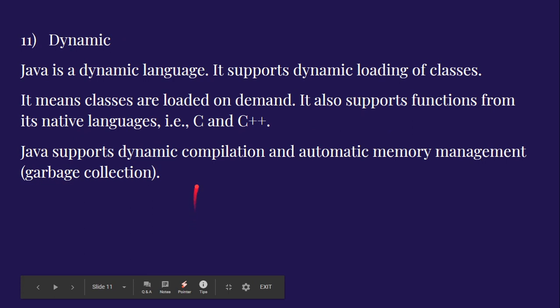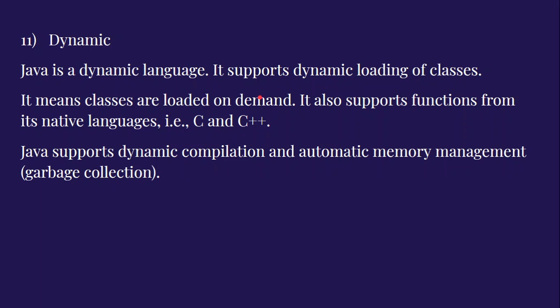And Java is a dynamic language. Why is it dynamic? It can support dynamic loading of classes. What is dynamic loading? The loading of classes can be done in an on-demand process. That means it is not done in a static way. Everything is not loaded into the memory; they are loaded on demand.